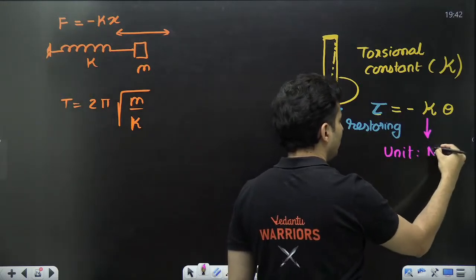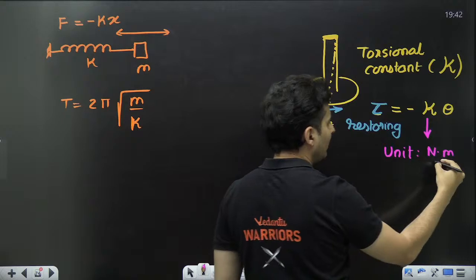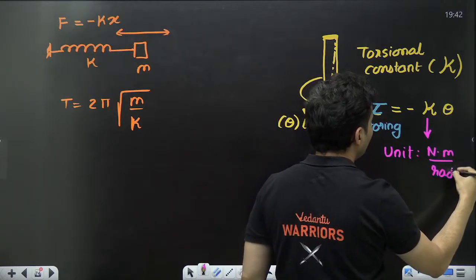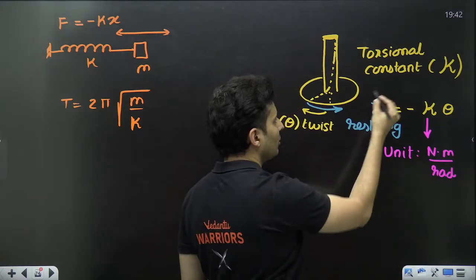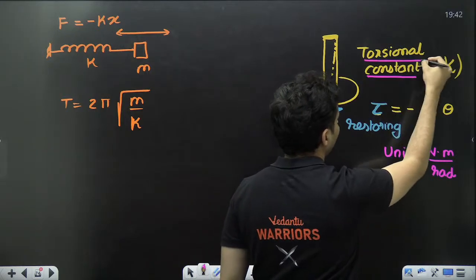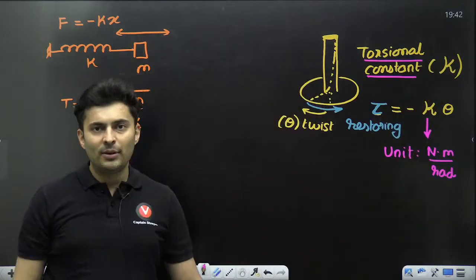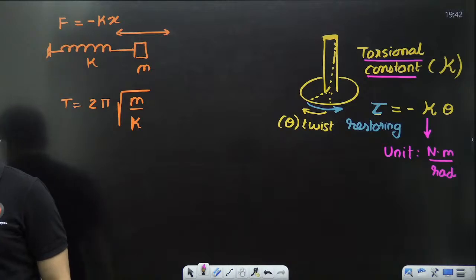Torque is in Newton meter, and if you divide by theta, it will be per radian. Newton meter per radian, that is your torsional constant. Keep this in mind. Is this point very, very clear till this point, everyone?